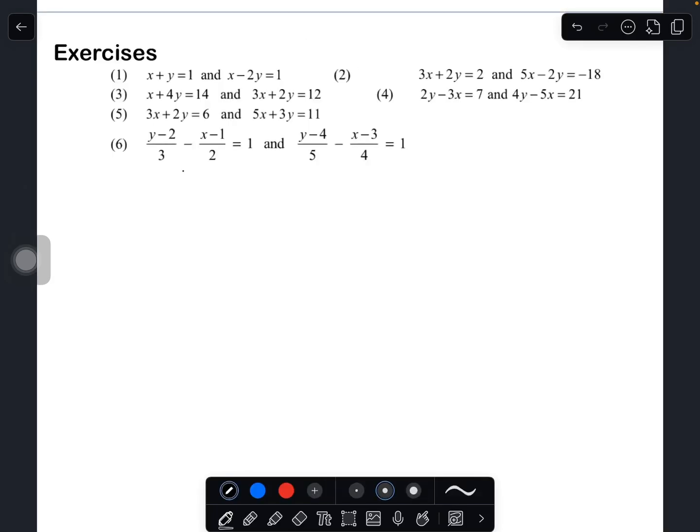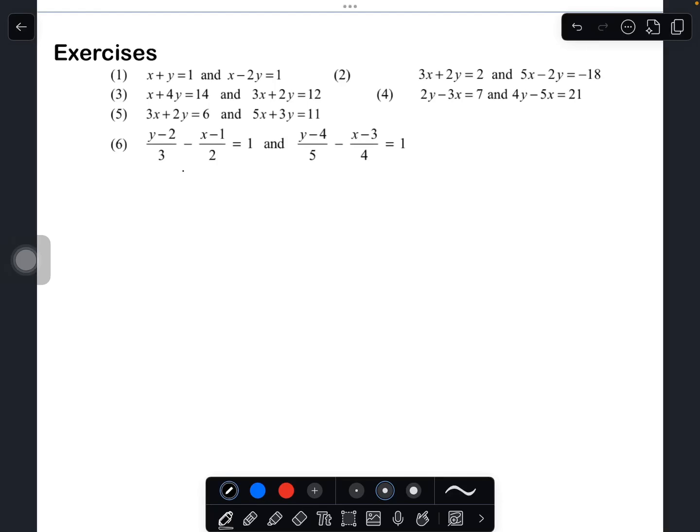So now in this fourth sum, we have 2y minus 3x equals 7 and 4y minus 5x equals 21. So again, we don't have anything that has a coefficient of 1 for the x and the y, but also we don't have anything that cancels off instantly. So you can use the substitution method, but you can also use the elimination method. So yeah, I'm going to switch back to the elimination method just so you guys can see, if you prefer the elimination method, how to do a sum like this.